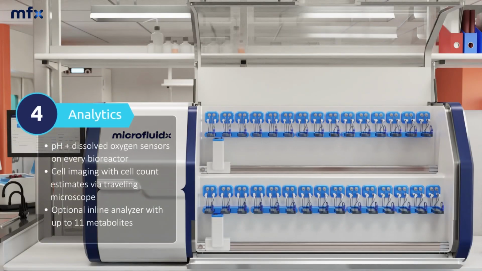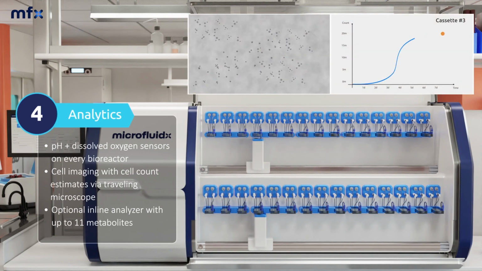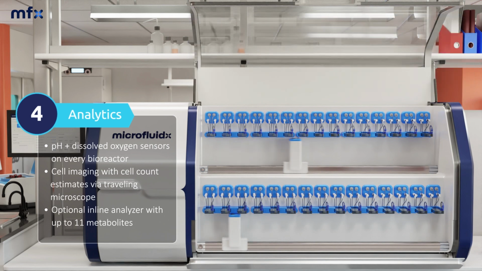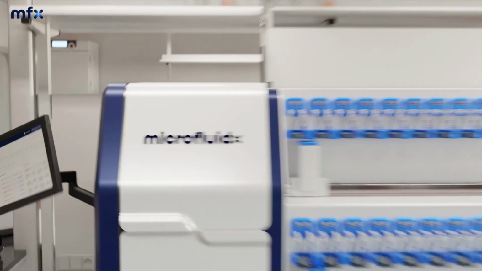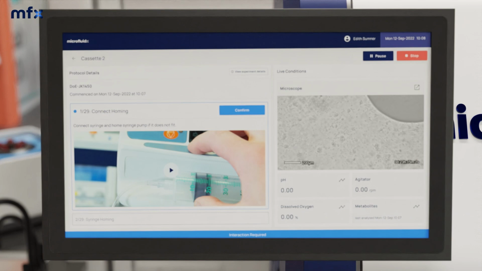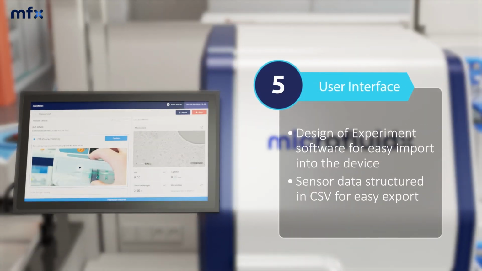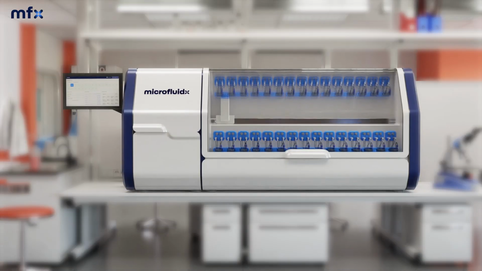As an option, you can choose to have an inline metabolite analyzer, which will measure up to 11 metabolites. pH can be automatically controlled via our active gassing system, and the user can also choose several agitation modes for each bioreactor. When you finish your experiment, all your data collected during the process is available in a single file, which can be analyzed on multiple software platforms.